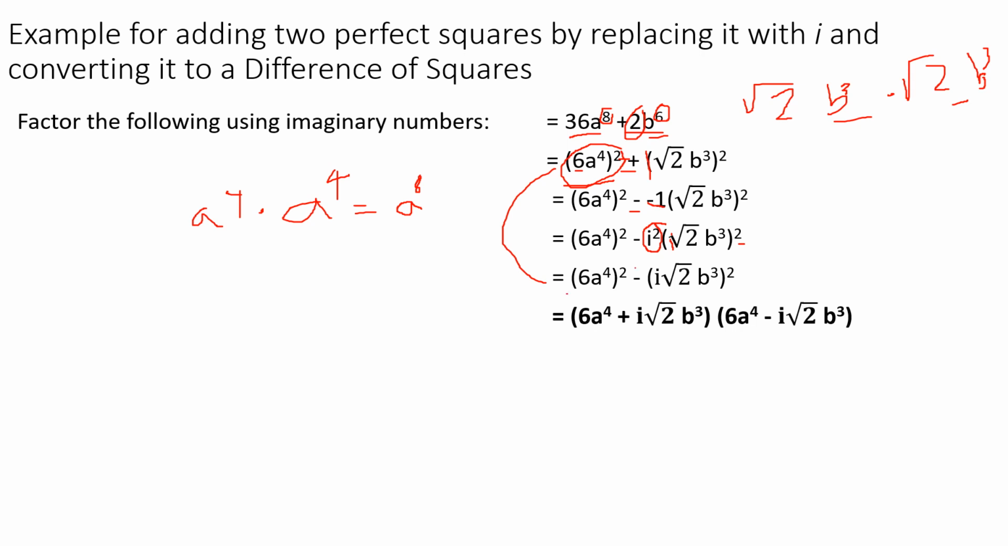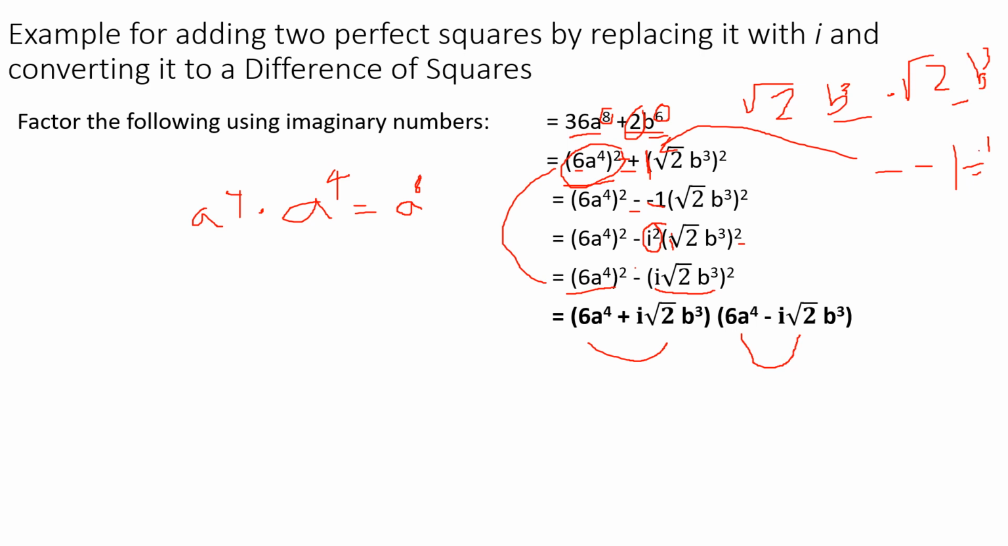So it's going to be 6a to the fourth plus i times the square root of 2 b cubed, and then 6a to the fourth minus i times the square root of 2 b cubed. And really all I'm doing is, instead of this plus here, that's a plus 1. We just never say there's a 1 in front of it, but it is there. I'm making this minus a negative 1, which is the same as plus 1.